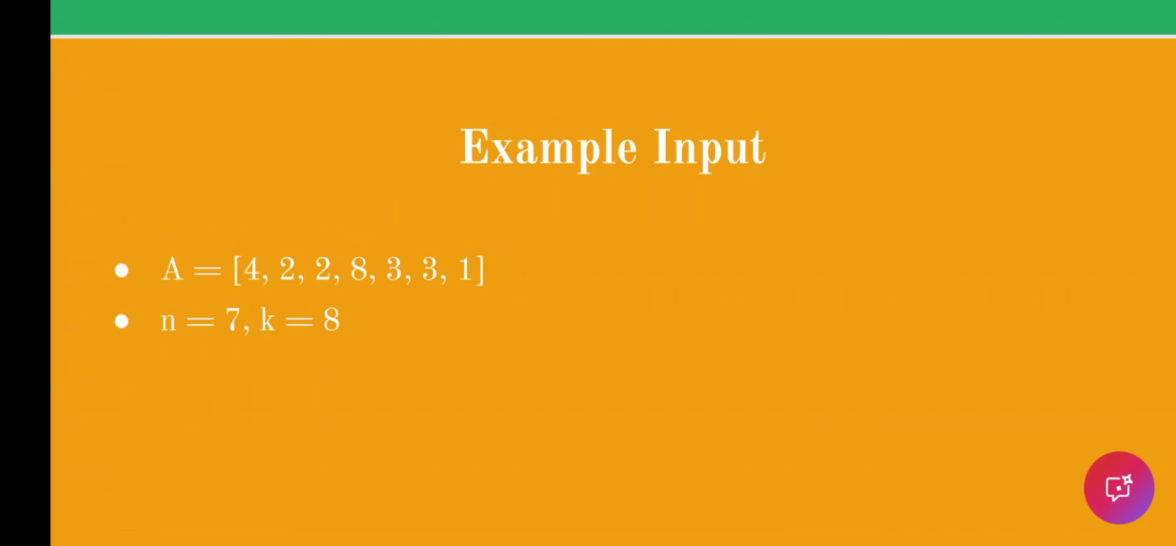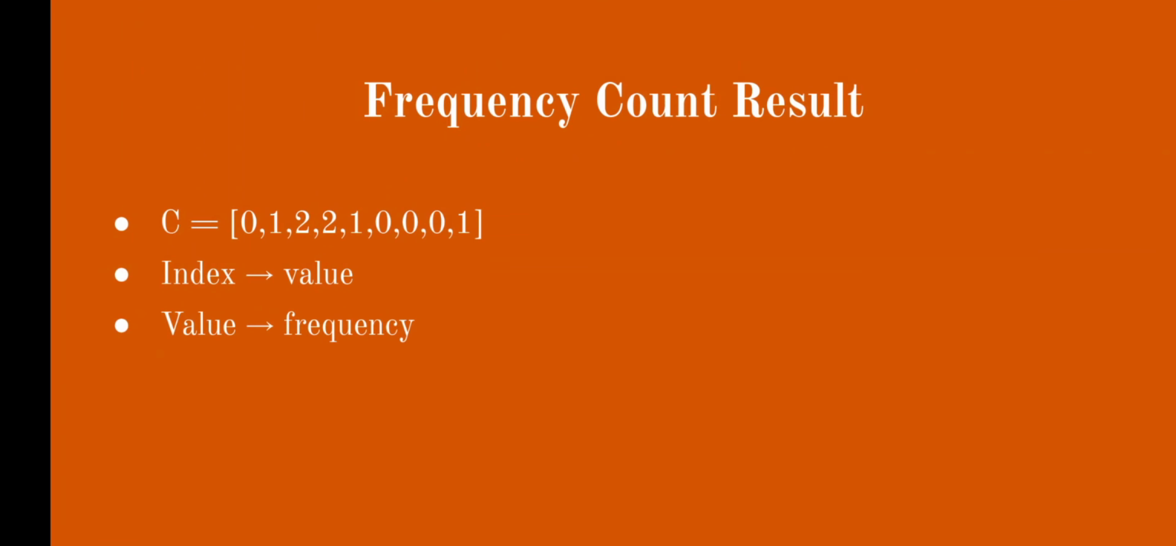So let me show it with more clarity. We can see in the A array, 1 is coming once, 2 is coming twice, 3 is coming twice, 4 is coming once, and 8 is coming once. So that is how we have done it. We have counted the frequency. I hope this step is clear now.